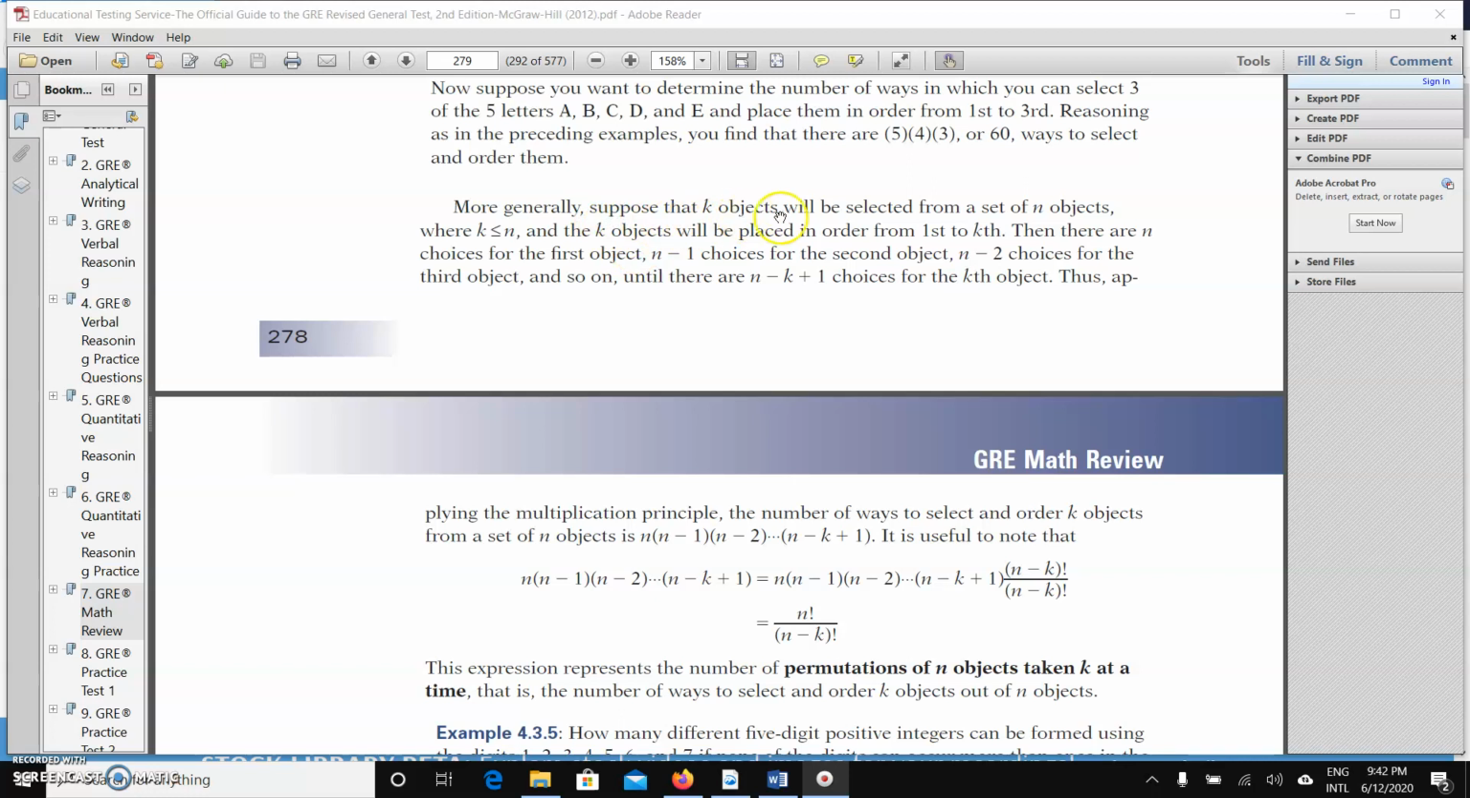More generally, suppose that k objects will be selected from a set of n objects. That means this is the total number, and you want to pick k objects from these n objects, where n is more than k. In this case, k is smaller than n. So that means you're going to pick a particular number from n, so how can you arrange?